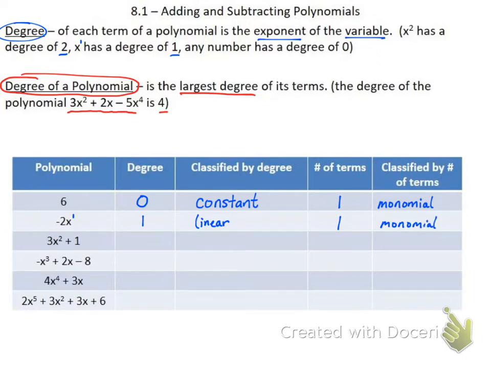The next one, again, the first thing I want to do is find the biggest exponent of the variable. The variable has an exponent of 2, so its degree is going to be 2. That's going to make it a quadratic function. The number of things being added together, this one has 2 different things being added together. So it's going to have 2 terms, and it's going to be a binomial.